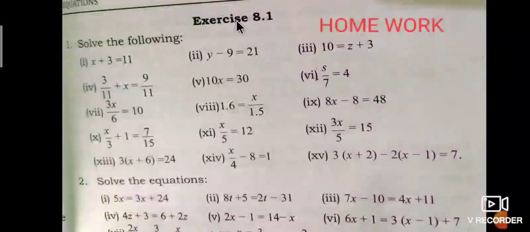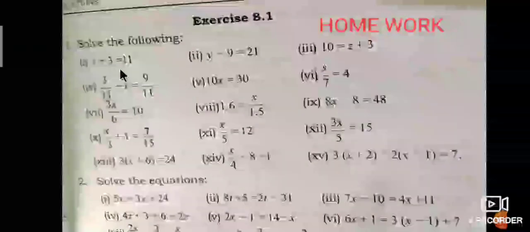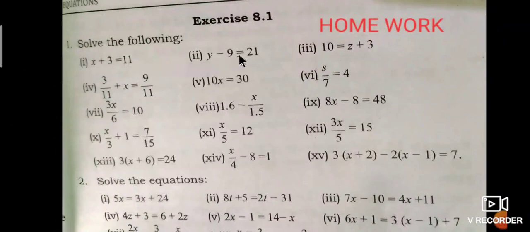Students, last is homework. Solve the following equations. x plus 3 is equal to 11. y minus 9 is equal to 21. 10 is equal to z plus 3. Next, 3 by 11 plus x is equal to 9 by 11. 10x is equal to 30. x by 7 is equal to 4. 3x by 6 is equal to 10.